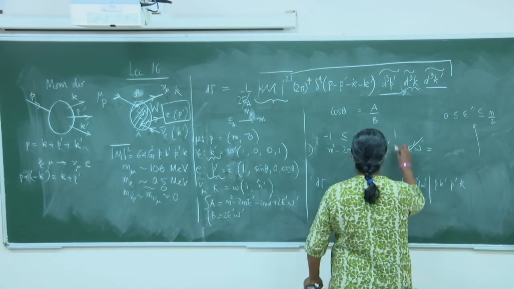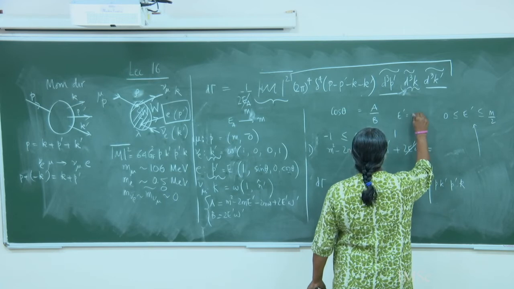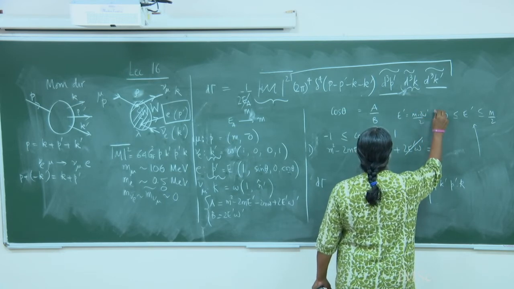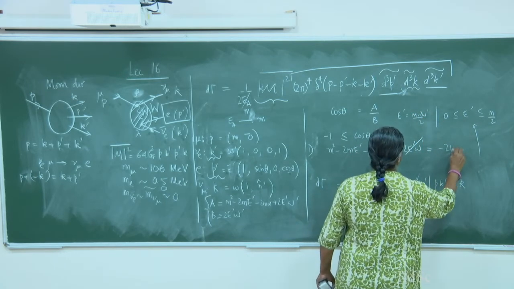Oh, sorry, what was that? E prime is equal to m minus 2 omega prime by 2, is it? Let me just keep that. Now I have the other case.